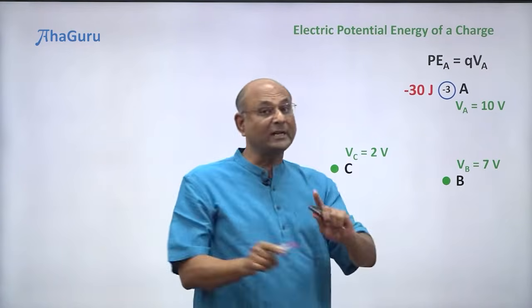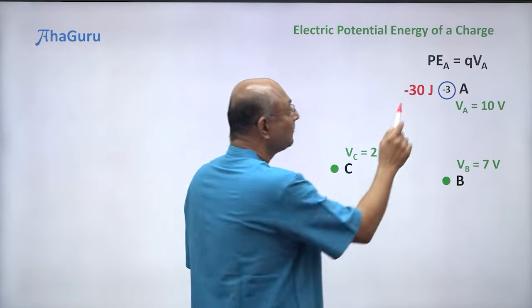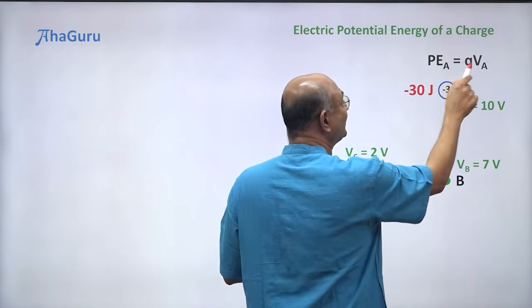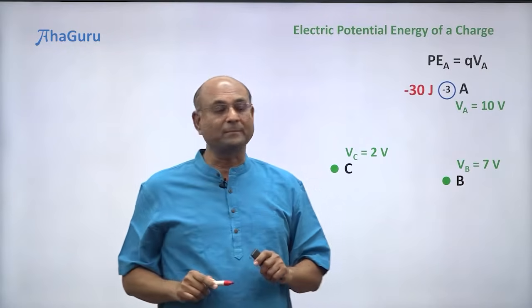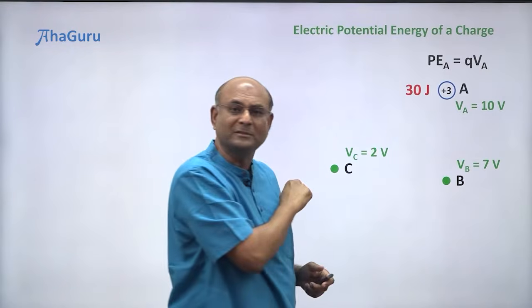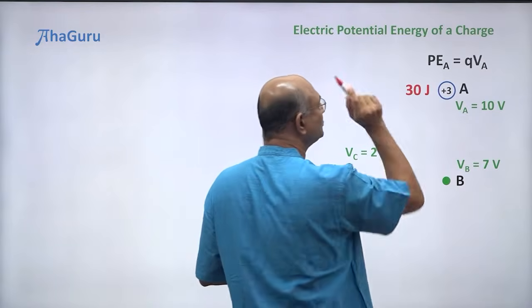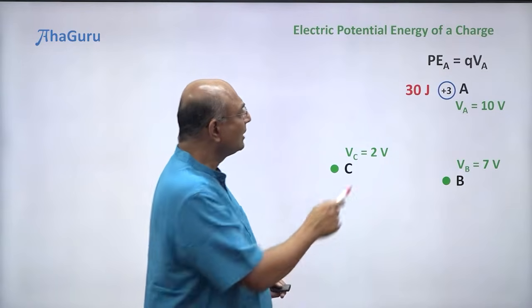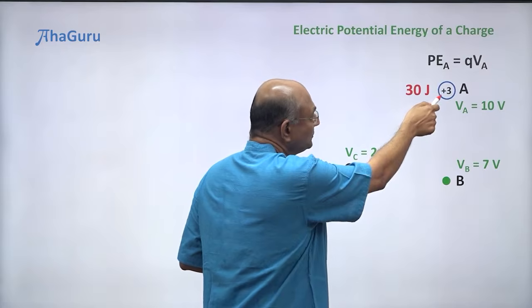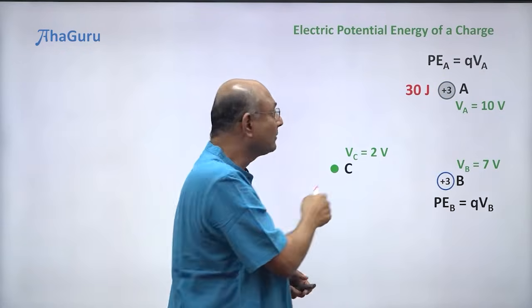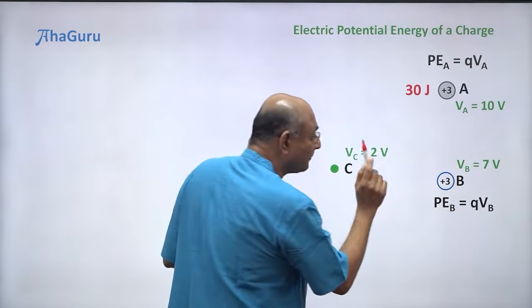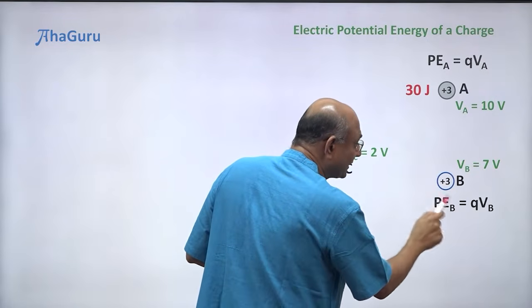Remember, potential is not telling us the energy directly. Potential into charge, Q times V, is giving us the energy of the charge. Suppose I had plus 3 coulombs, well, plus 3 into 10, so plus 30 joules. So now suppose this charge moves from A to B, how much energy will it have? It won't have 30 joules anymore because the potential energy at B is Q times VB.